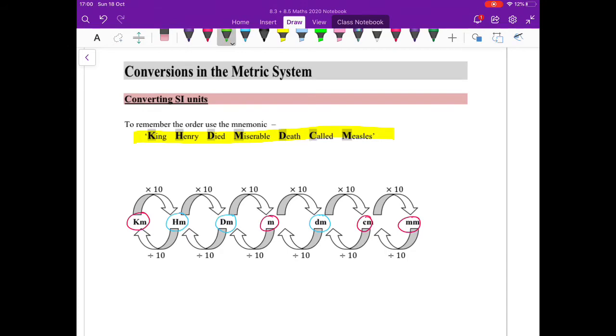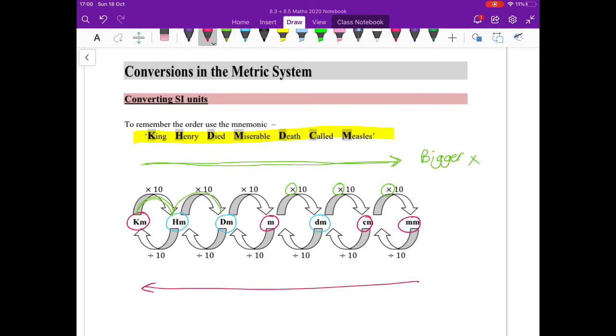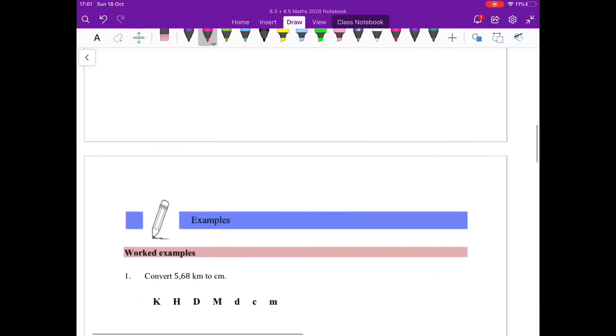An easy way to remember how this operates is to think of my ruler. If I move this way along my ruler, my numbers are getting bigger. So bigger means multiply. When I go in this direction in my conversions, I multiply by 10 for each of these placeholders. When I look at my ruler going this way, my numbers get smaller, and therefore I'm going to divide, because when I divide I get smaller. These rules, bigger and smaller, only work for whole numbers, but that's what we will use to help us remember and operate within the metric system. Let's have a look at the examples.